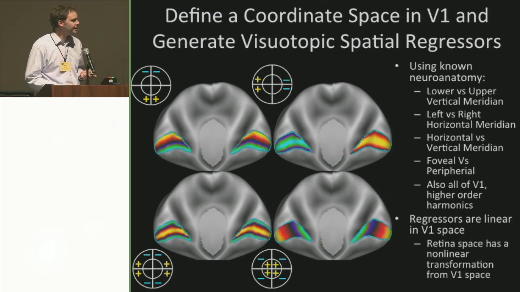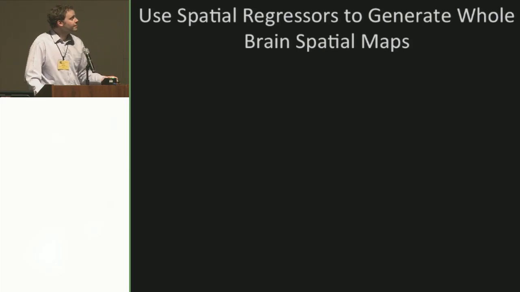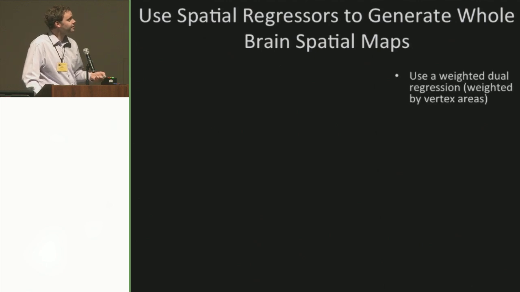And one thing to keep in mind, again, there's a nonlinear transformation between retina space and V1 space. So we're linear in V1 here since we don't have a task. So we can generate whole brain spatial maps based on these V1 limited spatial regressors. How do we do it?